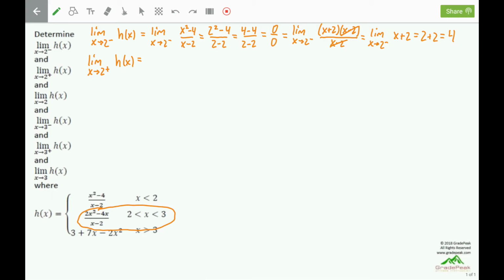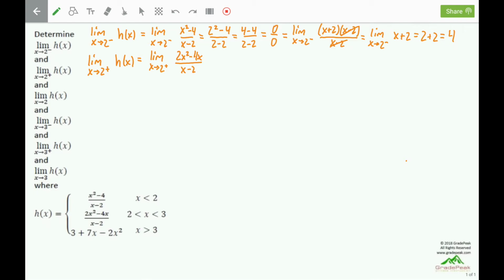You don't want to be greater than 3. That's not near 2. So between 2 and 3, we want to use that expression. We can replace h of x with that. We will have the limit as x approaches 2 from the right side of 2x squared minus 4x all over x minus 2.